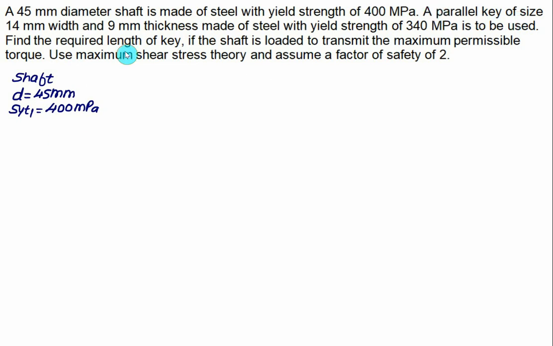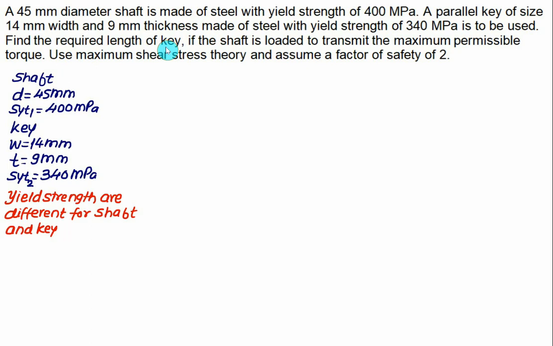A parallel key of size 14 mm width and 9 mm thickness. So we have given here the dimensions of the key. We have width W equal to 14 mm and thickness T equal to 9 mm, made of a steel with a yield strength of 340. So we have SYT, we'll use the suffix 2 for the key, equal to 340. Note here that we have different values of yield strength for the shaft and the key.